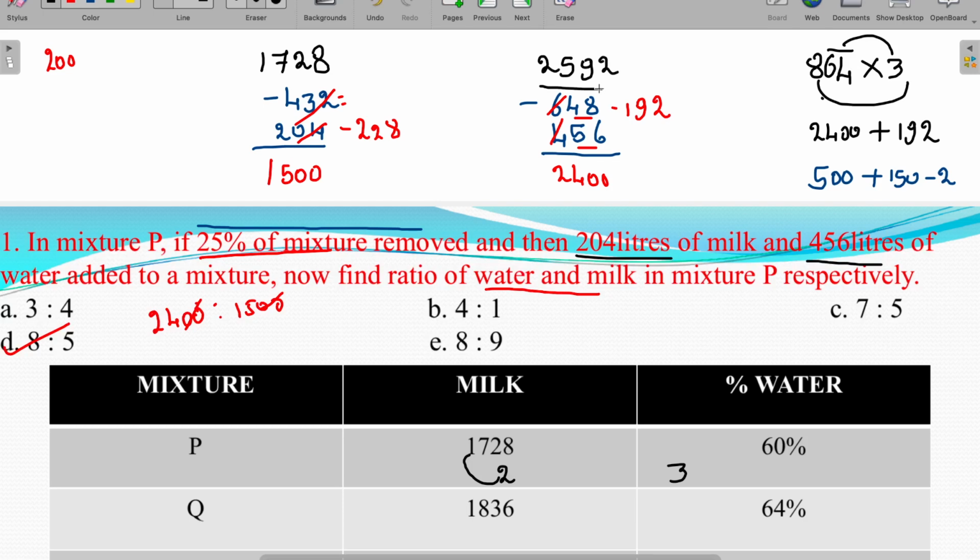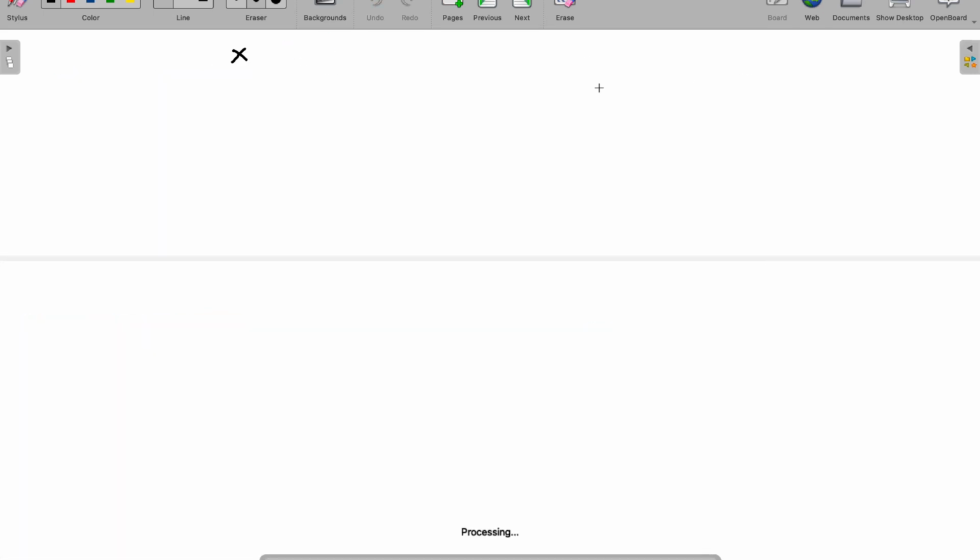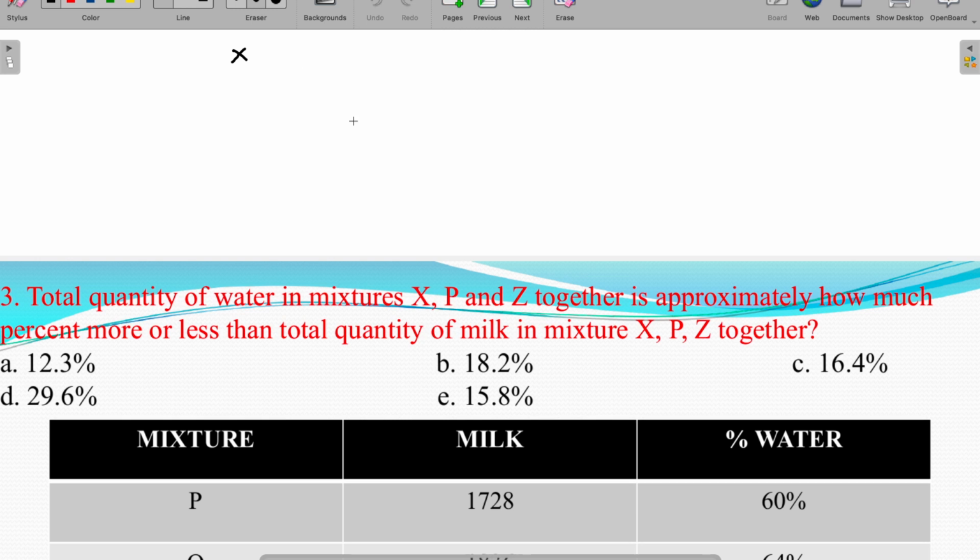Here 2592. So here again we don't want to find out here. So P water will be 2592. Easily we can do it. That value we can find out easily. The total quantity of water I need to find out, XPZ together, approximately. Remember that. Okay, remember that. 2005. Then how much more or less percentage than the total?